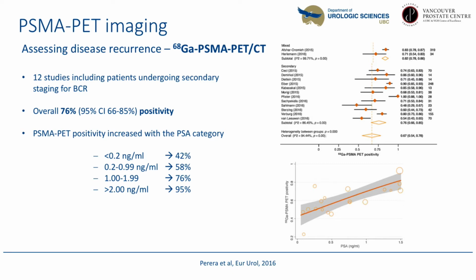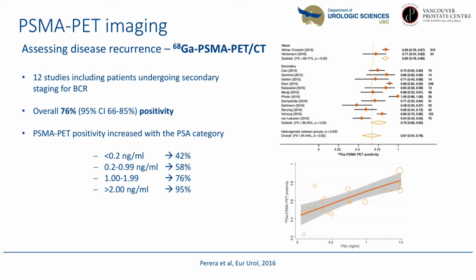So the most used tracer up to date is gallium, and the most assessed indication is disease recurrence. And what we are looking at here is data from a meta-analysis. There have been 12 studies included in patients who underwent a gallium PET scan for secondary staging, and they found an overall positivity of 76%.